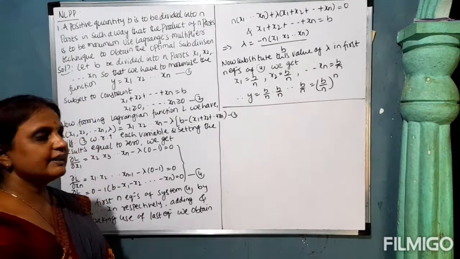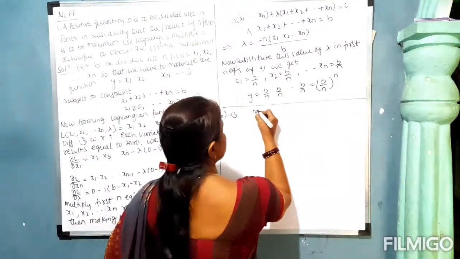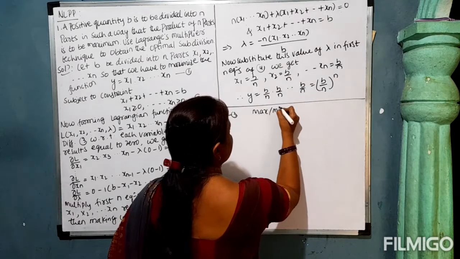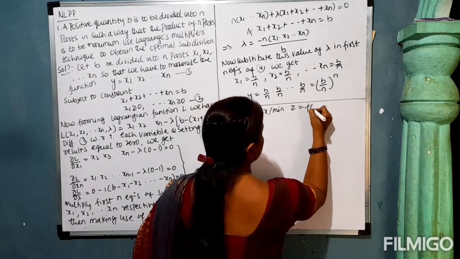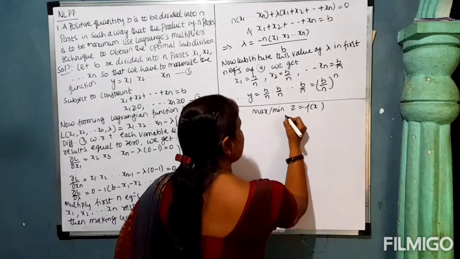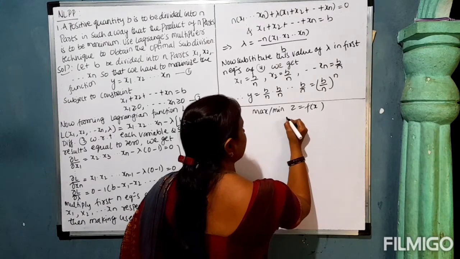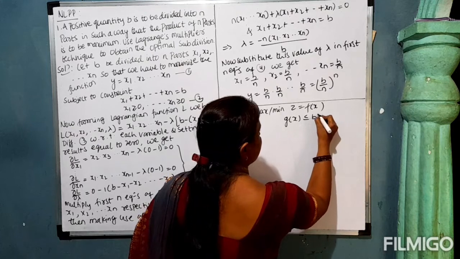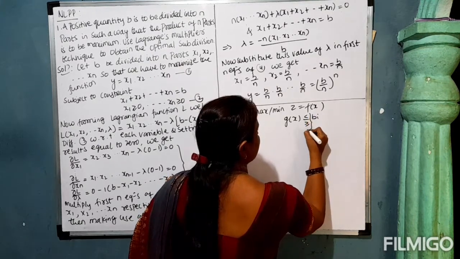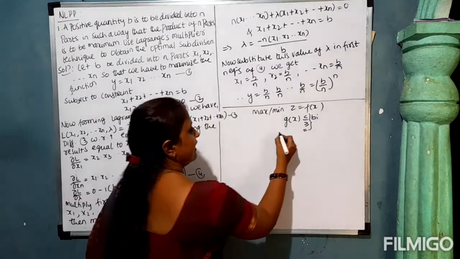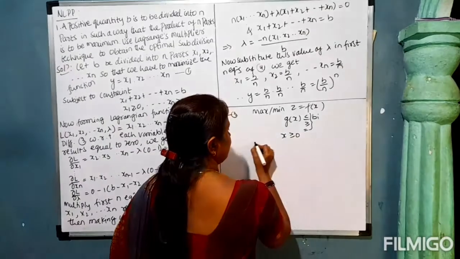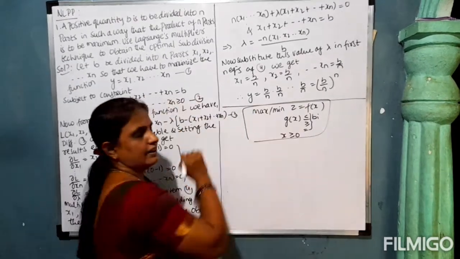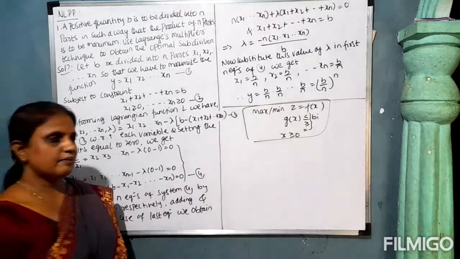Here Lagrange's multiplier technique means, suppose we have a non-linear problem: maximize or minimize z equal to f of x, and suppose we have g of x less than or equal to bi, or greater than or equal to, and all x are greater than or equal to 0. It is one of the non-linear programming problems.